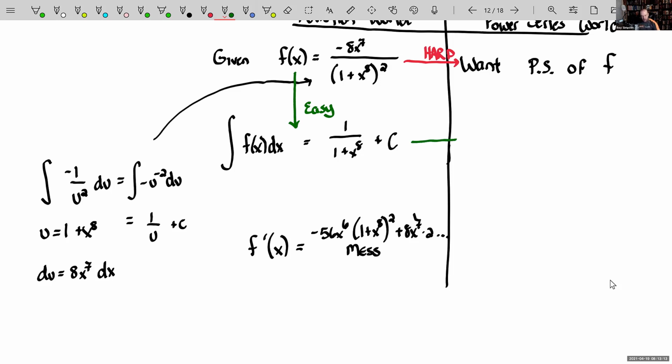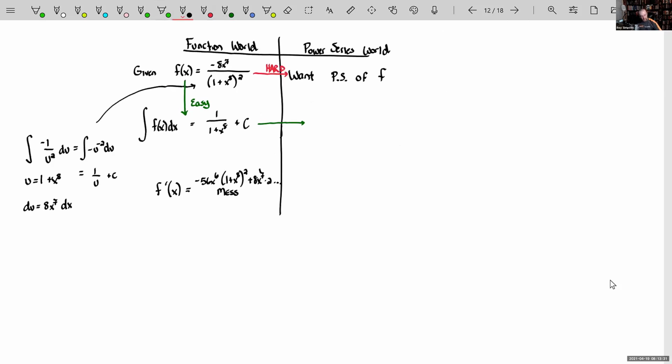Now, could we find the power series for that easy function? And the answer to that is sure. I could possibly find the power series for that easy function. So let's go ahead and do that. Let's find the power series for 1 over 1 plus x to the 8th. Notice I don't include the plus c because the plus c is just a constant of integration. You'll see what happens with that in a moment.